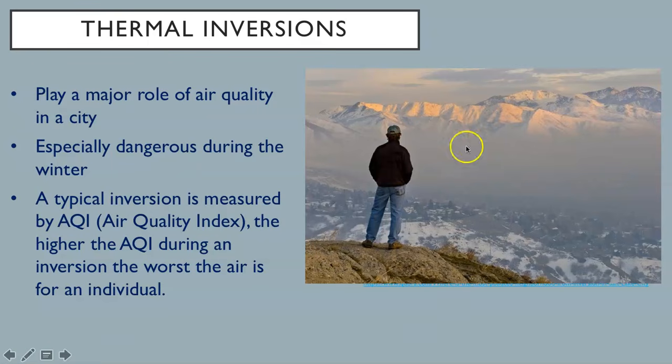This is an inversion in Salt Lake City, Utah, where I went to graduate school. Every winter, the city deals with thermal inversions. Smog is created around the city where the particulate matter in the air often exceeds national health standards. And the topography of this area, the mountain ranges surrounding it, contribute to this thermal inversion and the smog.